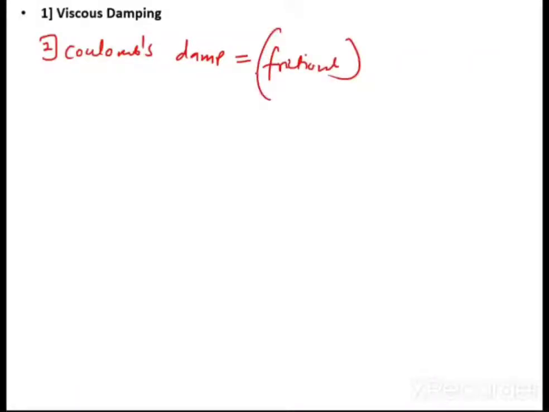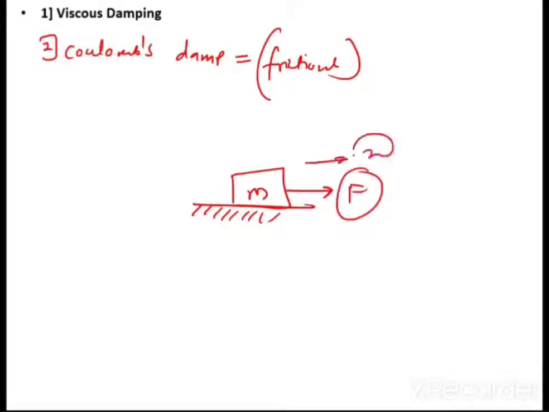First of all, types of damping. Basically there are two types of damping. First is the viscous damping and second is the Coulomb's damping. Coulomb's damping is also called frictional damping. You can see the friction between two dry mating surfaces. Let us say this is a surface, and on the surface this is a mass, and you are applying a force to the mass. There is a relative motion between the mass and the surface. The force which opposes this motion is nothing but a frictional force. That is called the Coulomb damping.